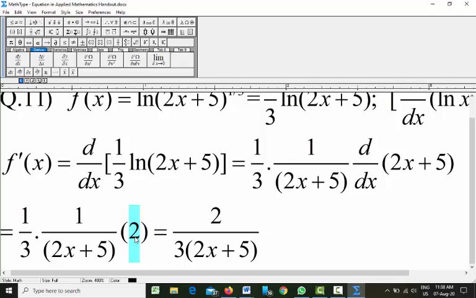Right. So these 2, we have nothing below these 2, so they will be considered in the numerator. So 2 multiplied by 1, we will have 2 in the numerator. And in the denominator, this 3 will get multiplied by this 2x plus 5. So in the denominator, we will have 3 into 2x plus 5. So that's the answer. Very easy problem, right?